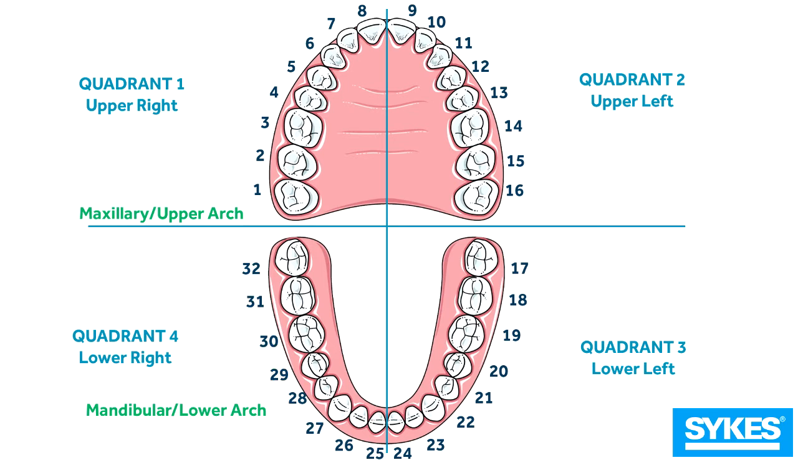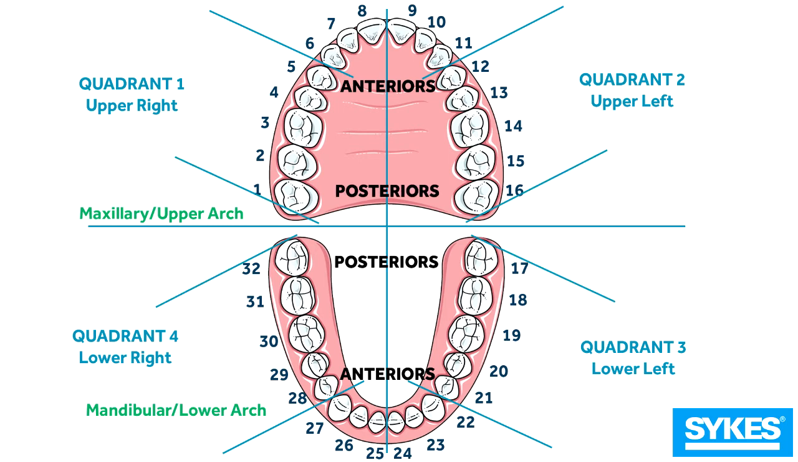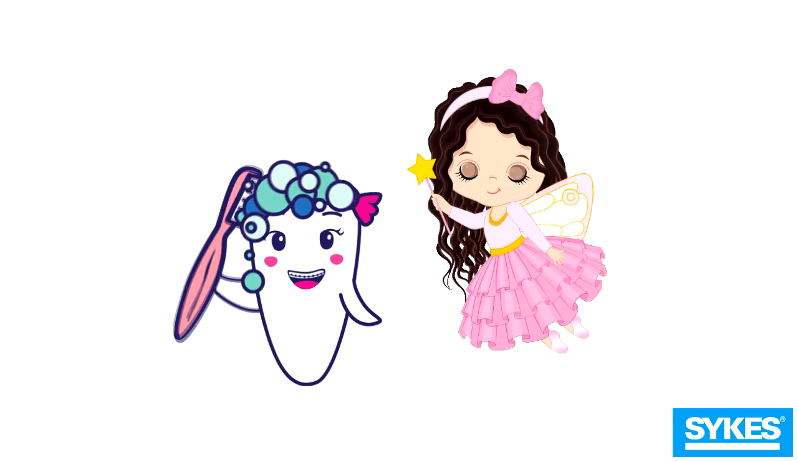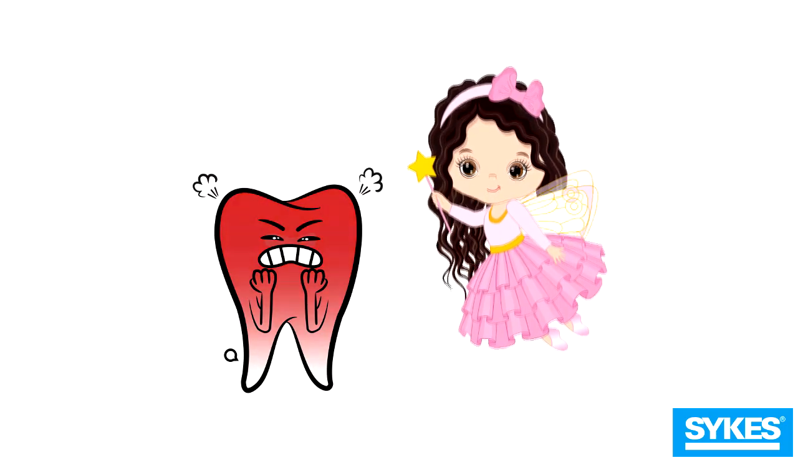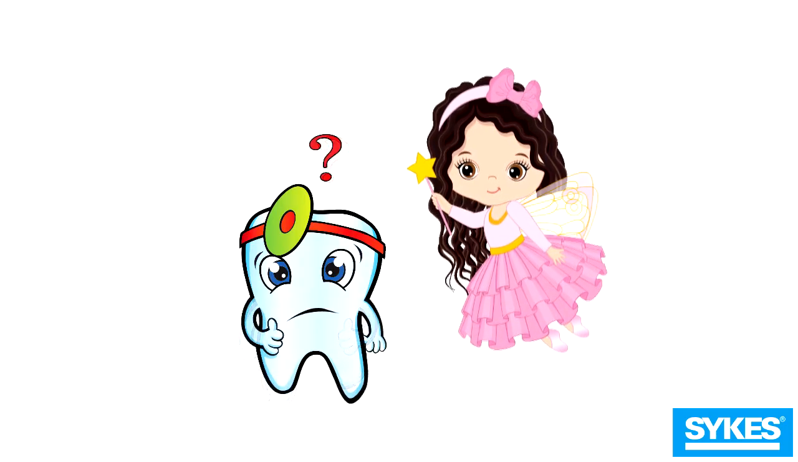Both upper and lower arch are also divided into 2 parts. Anterior teeth, also known as front teeth. These are teeth numbers from 6 to 11 on the top and 22 to 27 on the bottom. Posterior teeth, also known as back teeth. These are teeth numbers from 3 to 14 and 19 to 30. The surface is where on the tooth the filling, inlay, or onlay was performed.